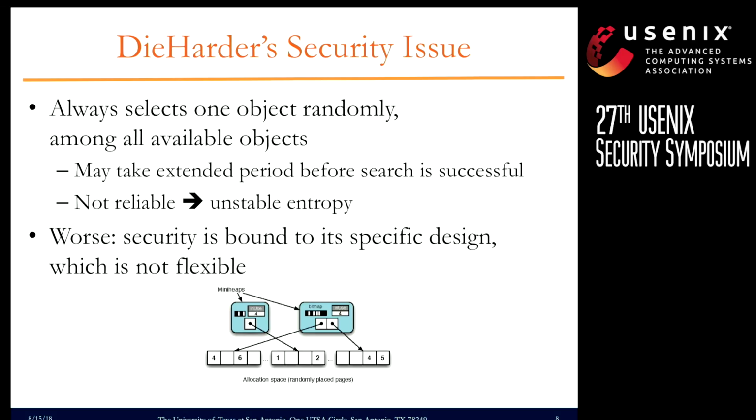Also, it can take a very long time to perform the search for an available object, because there can be a high probability you'll select an object that's already in use. So we can end up repeating this process of random checking over and over again. And finally, its security is bound to its specific design, which means it's not flexible. So this leads us to the motivation for an allocator that's designed to be both reliable and tunable.